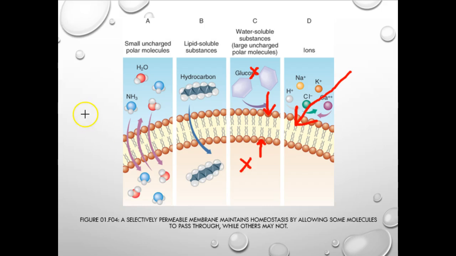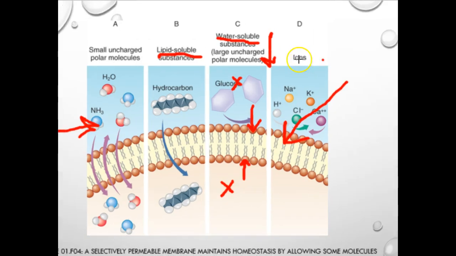So small substances can pass through. I think oxygen is a good one to remember. You don't need to remember all these ones listed here. Hydrocarbon, you don't even need to remember that. But you can remember fat or lipid soluble. Lipid is another word for fat. Substances like that can pass through. Large water soluble substances, as we see in this third slide here, cannot pass through. Ions cannot pass through as well.